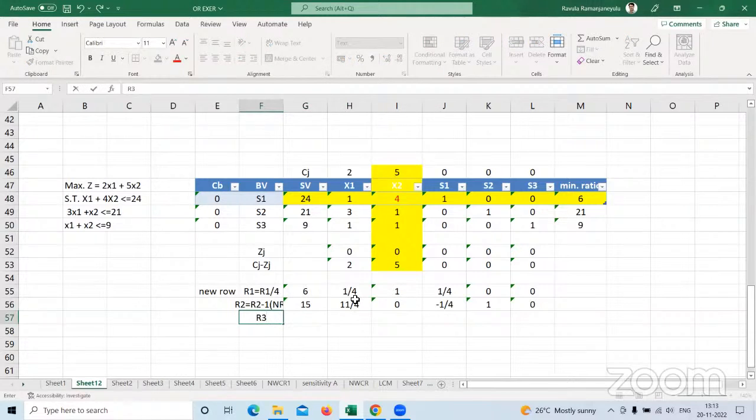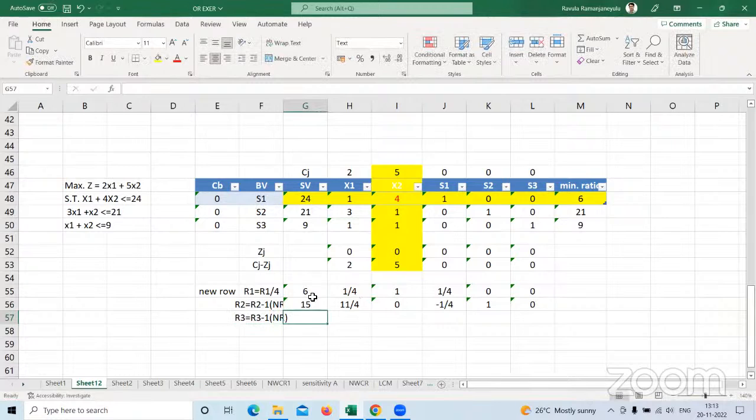Row 3 is also done in the same way. Row 3 minus the key element, which is 1, multiplied with the new row. So 9 minus 1 into 6, so 9 minus 6 is 3. Similarly, 1 minus 1 into 1 by 4. 1 minus 1 by 4 is nothing but 3 by 4.